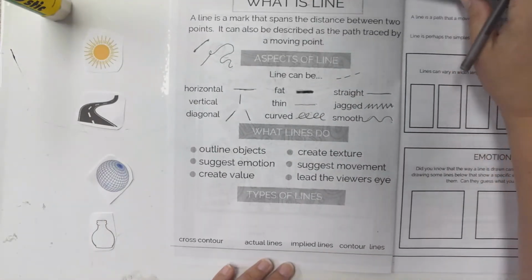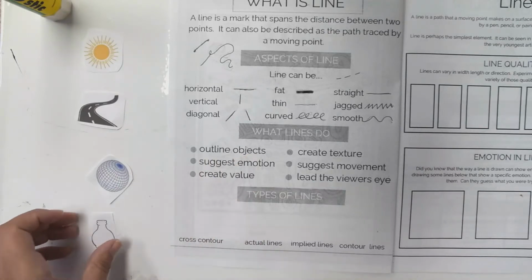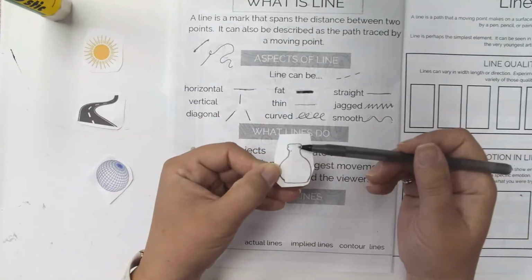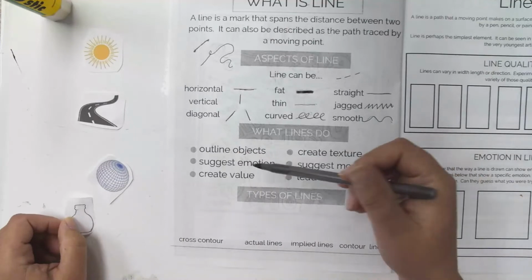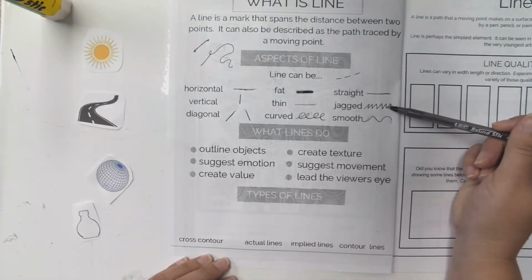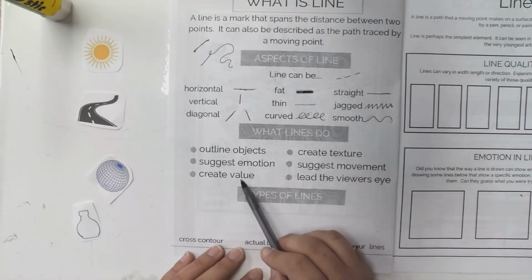Now, let's go to the bottom. It says, what can lines do? Outlines an object. For example, see this? It can outline an object. It can tell us where we have the inside and outside of things. Suggest emotion. For example, this jagged one looks to me like it might be angry, or a lot of noise.